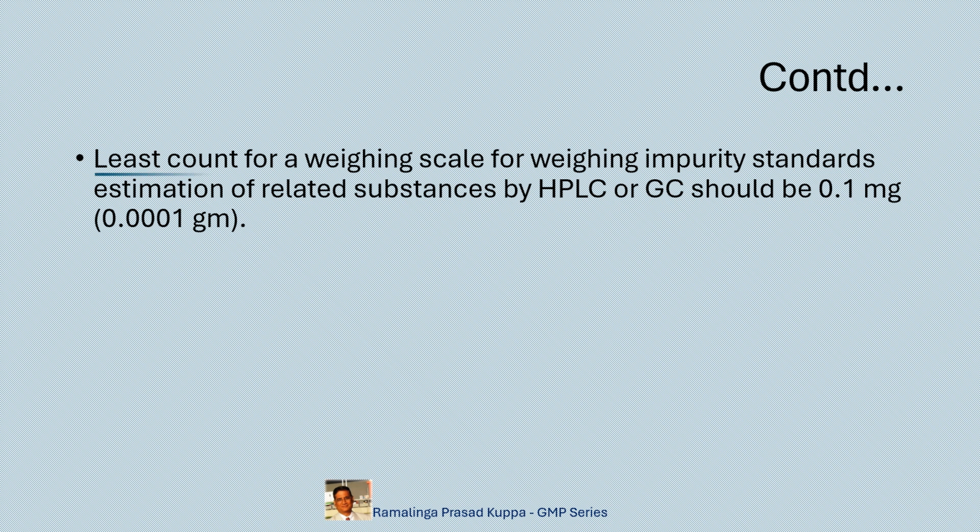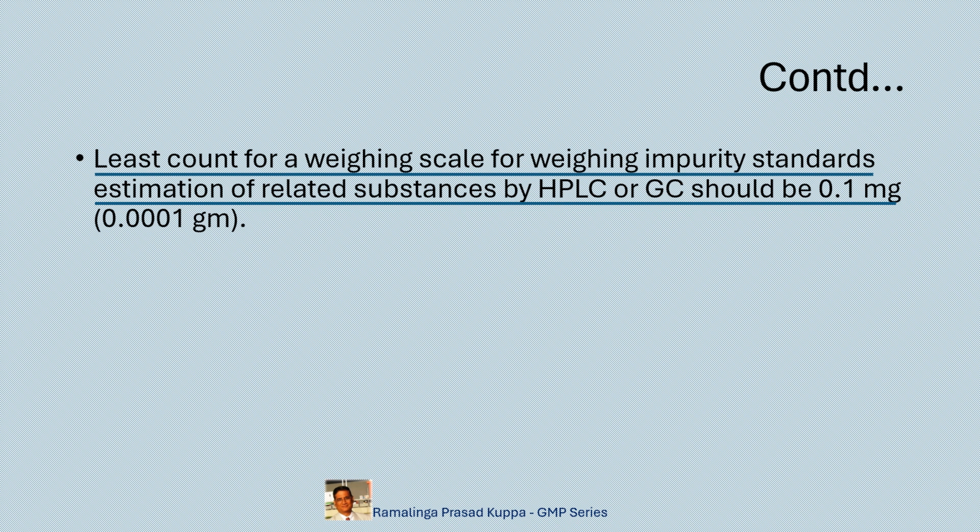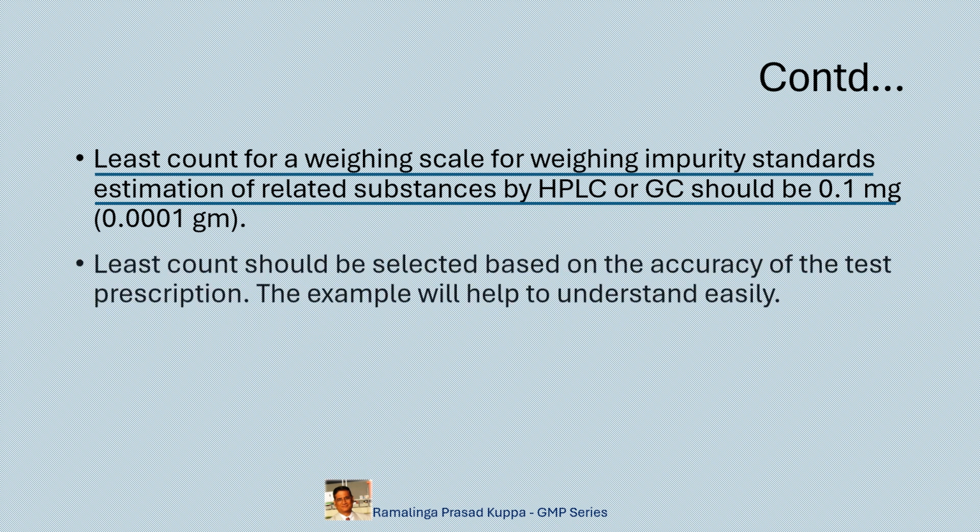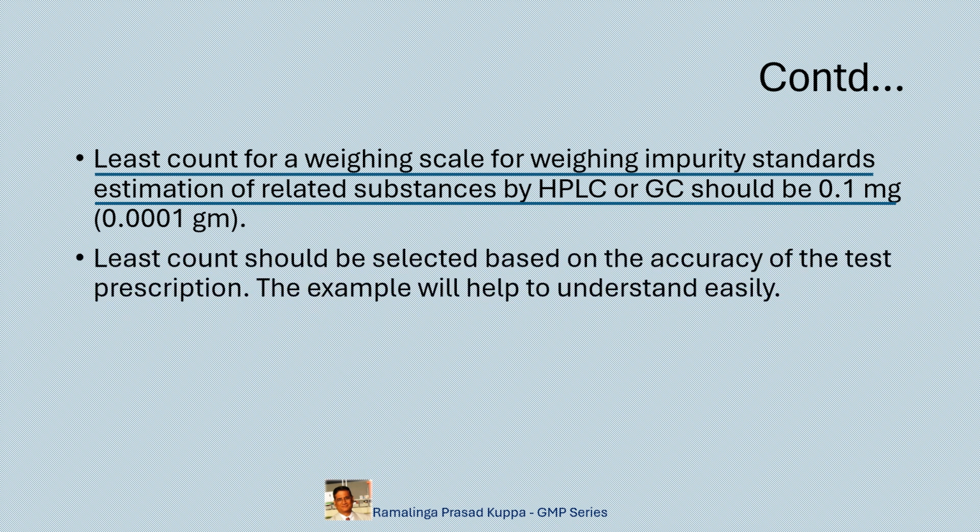The least count for a weighing scale for weighing impurity standards, for estimation of related substances by HPLC or GC, should be 0.1 mg. If the prescription is to weigh fractions of milligrams for any impurity, the least count may have to be 10 times smaller than this specification. Least count should be selected based on the accuracy of the test prescription. This example will help to understand easily.